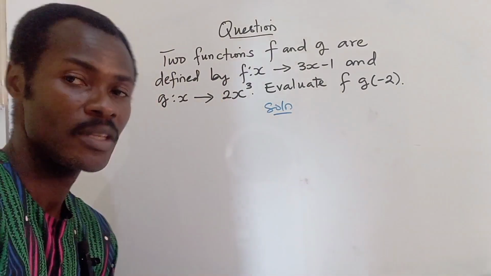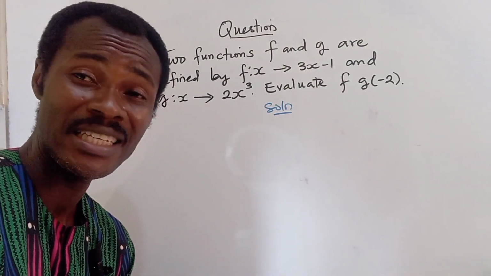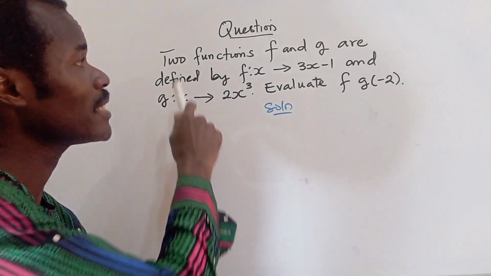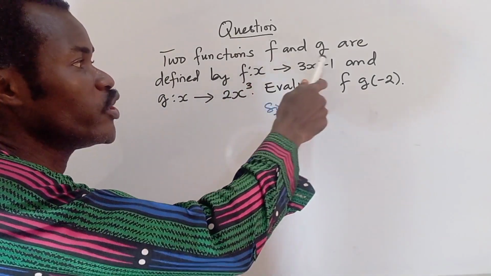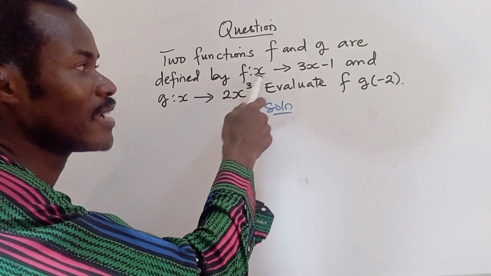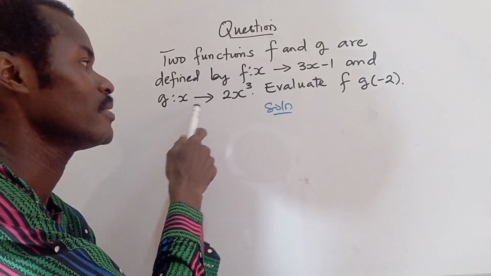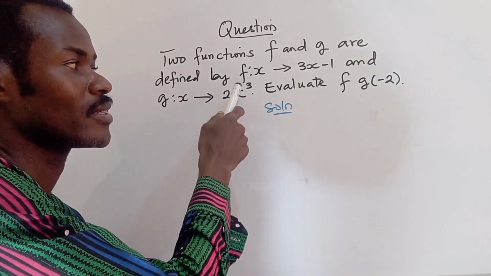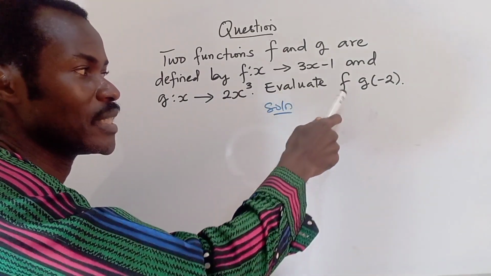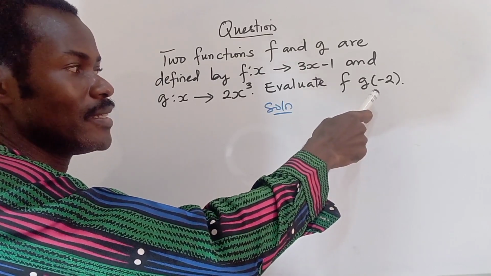So we have a problem on the board here. We'll read through the problem and identify what area of mathematics it is in so that we can solve it. The problem says we have two functions f and g defined by f of x equals 3x minus 1, and g of x equals 2x to the power of 3.